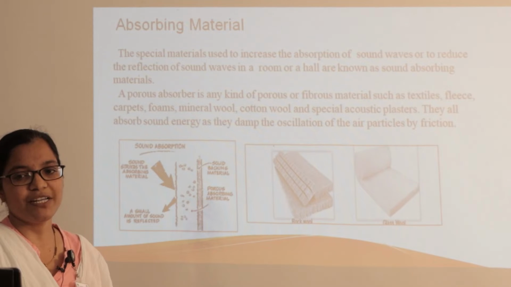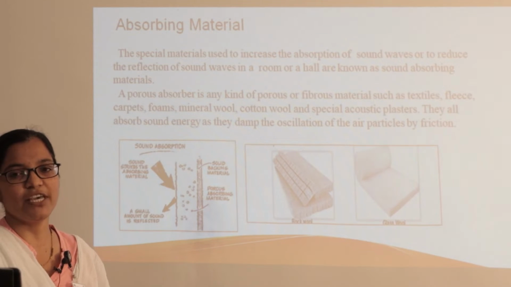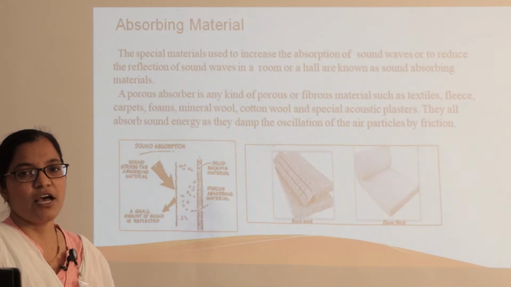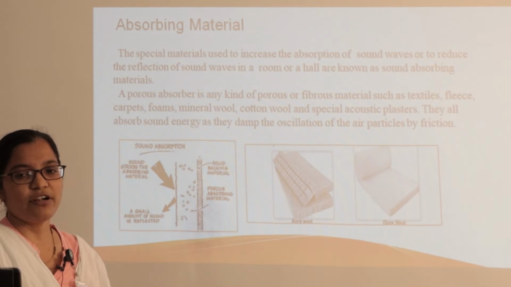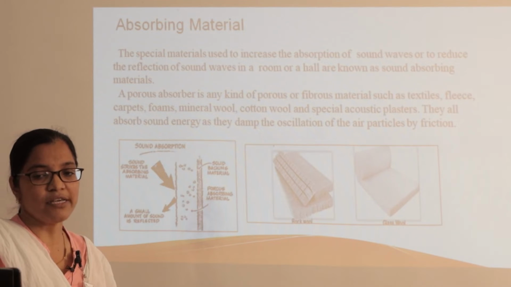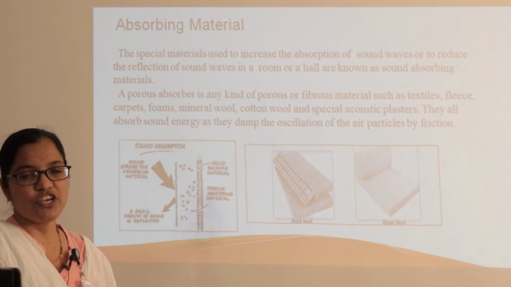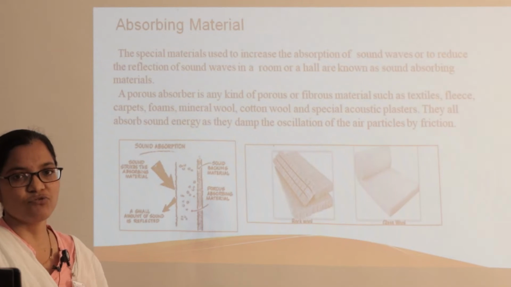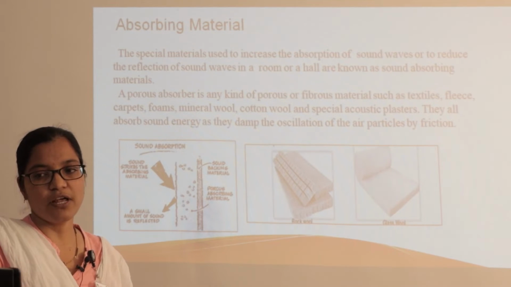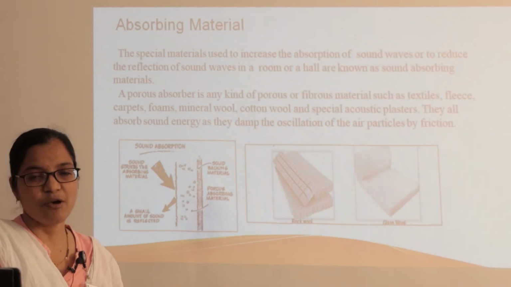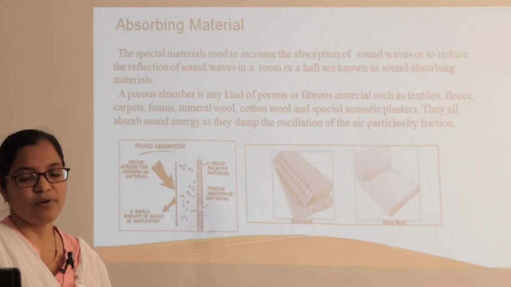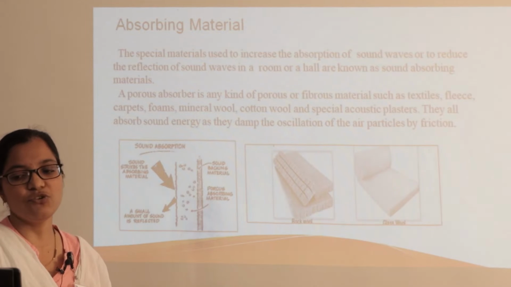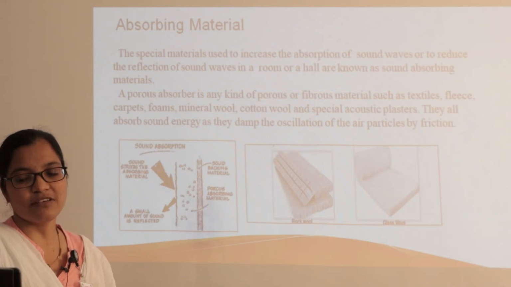So what are the absorbing materials? They are special materials used to increase the absorption of sound waves and to reduce reflection. Absorbing materials are necessarily porous, such as textile, fleece, carpets, foams, wool, cotton wool, and special acoustic plasters. They absorb the sound energy and damp the oscillations by friction. So it is possible to absorb the excess sound, and by using different absorbing materials, we can reduce the unnecessary noises which are created.